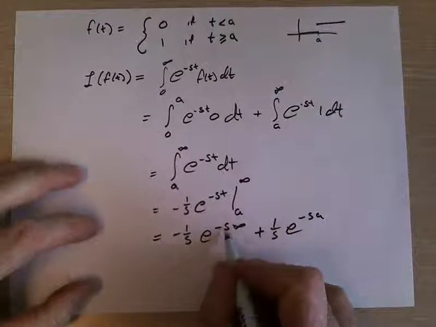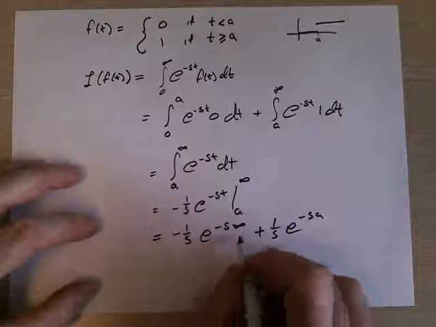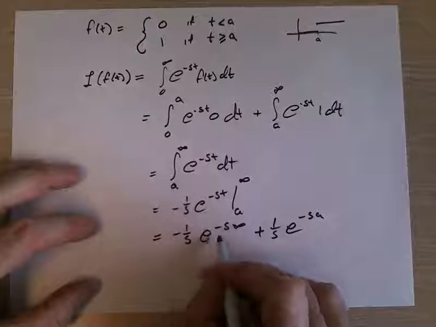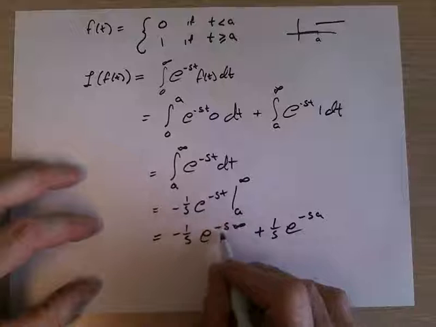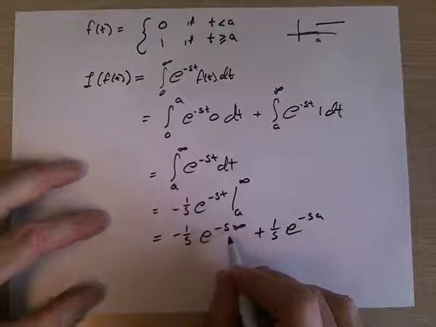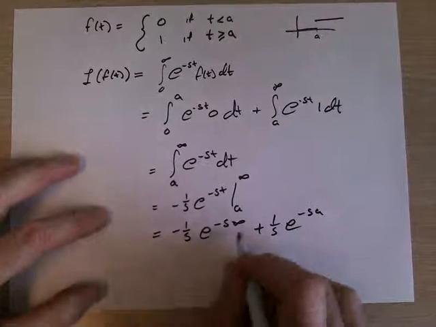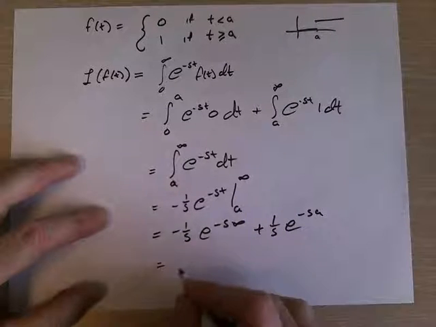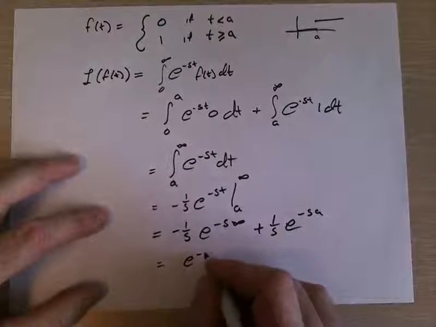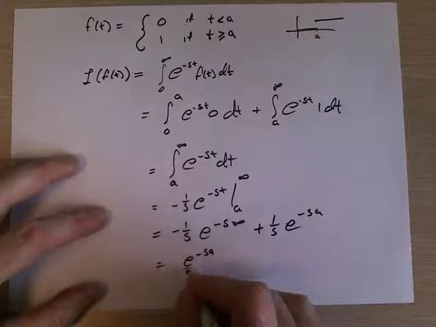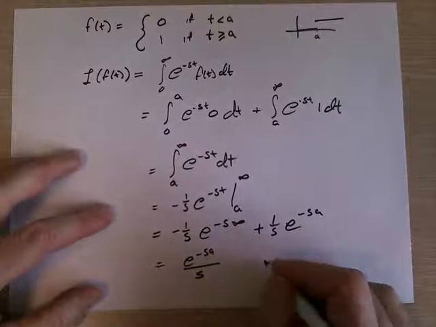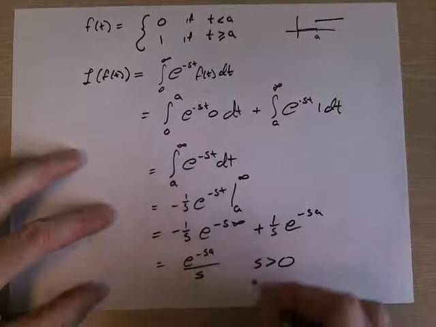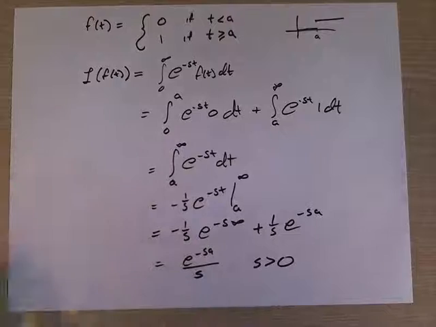Again, the infinity, this is where something might go wrong. In order to keep it from going wrong, this needs to be going to 0. This has got to be e to the negative infinity. So s is going to have to be positive. If it is, that's a 0. And I get e to the minus s times a over s, as long as s is positive. Okay.